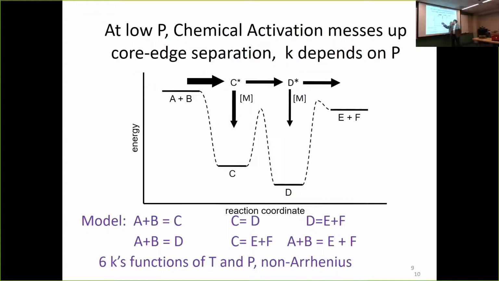A plus D might go directly to D, like this. Or C might go to E plus F, like that. Or A plus B might go directly to E plus F all the way through, and never form C and D at all. And so now I have 6 rate coefficients instead of 3. And all these rate coefficients would change when I change the pressure, because they all depend on exactly how much of the stuff is being stabilized. So now I have rate coefficients that are non-Arrhenius, they depend on temperature and pressure, and there are 6 of them instead of 3. And so this is way more complicated than before.